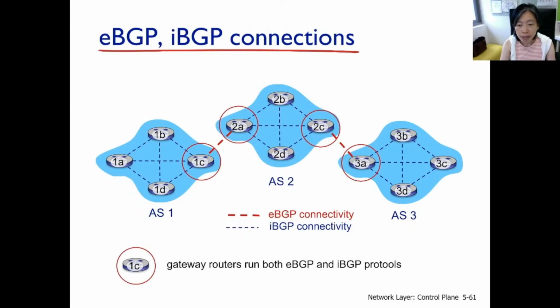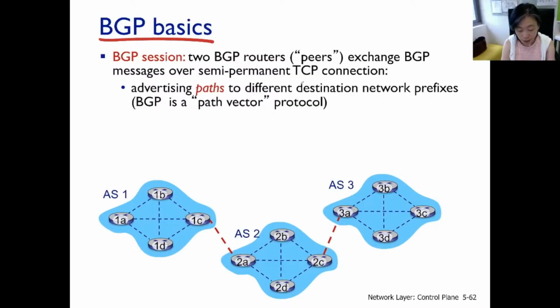So once again, these are gateway routers, and you see them having both the red connections and the blue connections. They run both the eBGP part of the protocol as well as the IBGP part of the BGP protocol. Those BGP connections are often referred to as BGP sessions. These routers exchange messages over semi-permanent connections. The reason they're called sessions is probably because they're semi-permanent: on all the time, and occasionally you take one down and then restart it. So, semi-permanent TCP connections.